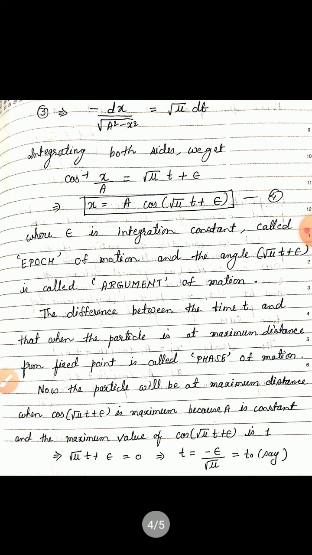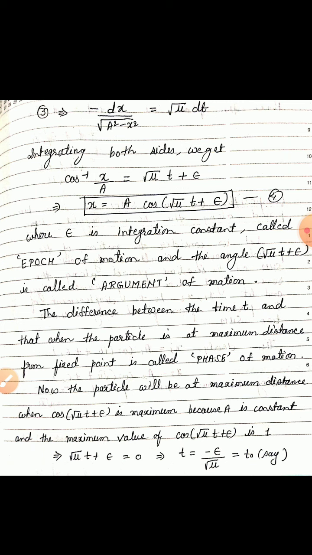So from 3 we can write that minus dx by under root A square minus x square equal to under root mu dt. Integrating both sides we will get cos inverse x by A is equal to under root mu t plus epsilon, and this implies x is equal to capital A cos of root mu t plus epsilon. Give it as equation 4. This is the expression for displacement. Here epsilon is the integrating constant and this is called the epoch of motion, and the angle under root mu t plus epsilon is called the argument of motion.